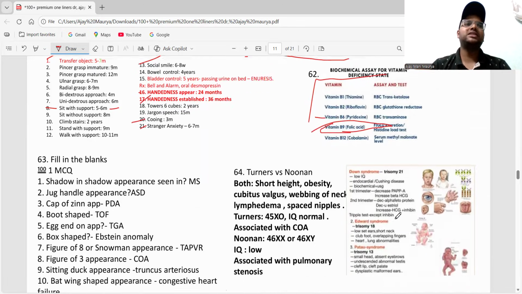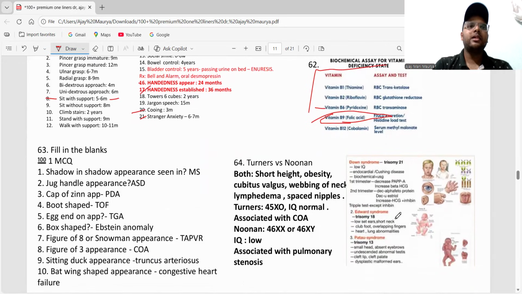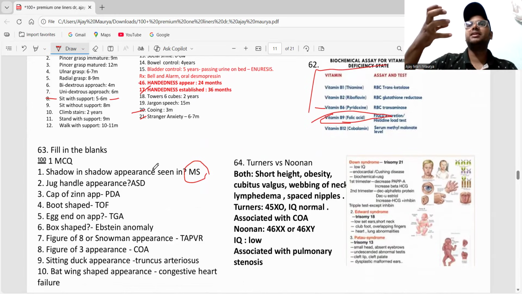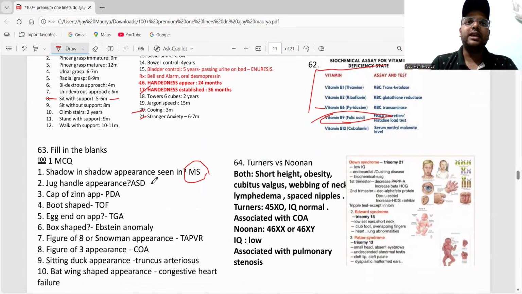Next one, 63 here. Remember: shadow appearance in what? In mitral stenosis. Jug-handled appearance in ASD. Cap of gin appearance in the case of PDA. Boot shaped in Tetralogy of Fallot. Egg shaped what?